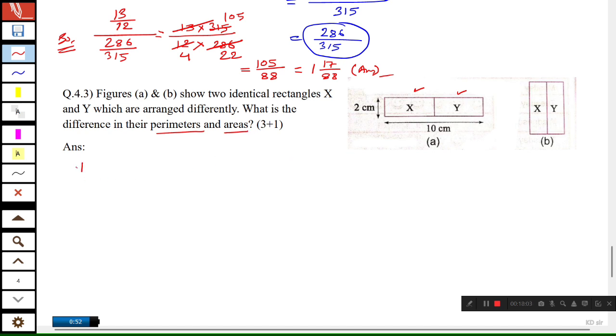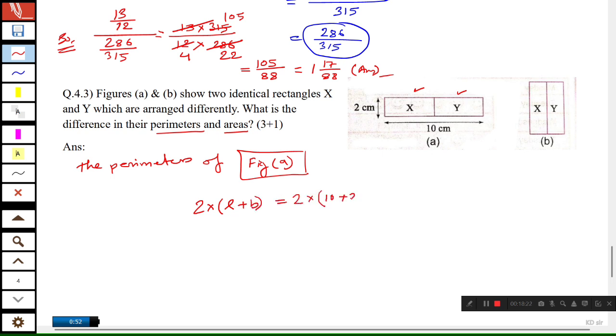So the perimeter of figure A is 2 into length plus breadth. So 2 into length is 10 and breadth is 2. So that means 24 centimeter. This is the perimeter of this, and here this is 2 plus 2, 4, and the length is half of 10, so that means 5.